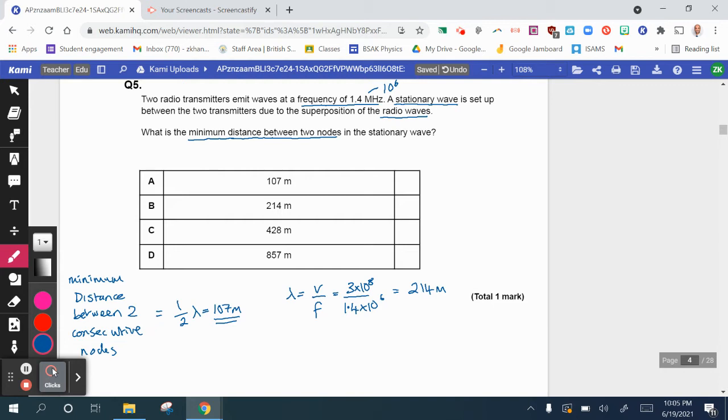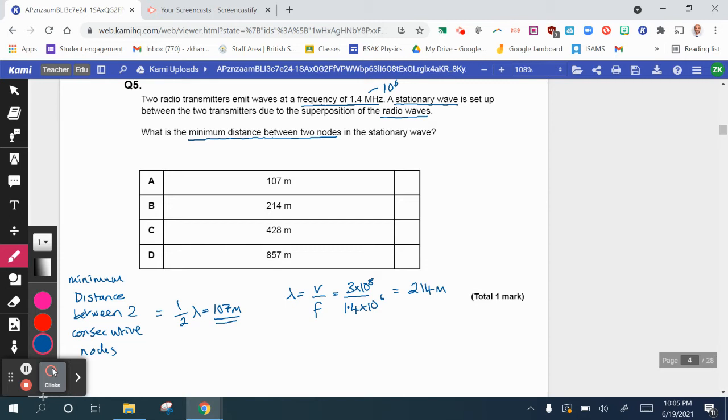Now, there are stationary waves, and it's to do with two radio waves interfering and producing a stationary wave. So the minimum distance between the two nodes, and this is a phrase from your notes: the minimum distance between two consecutive nodes is always half a wavelength. So from one node to the next adjacent node, the distance is always half a wavelength. Okay, so that's something to bear in mind when we're answering this question.